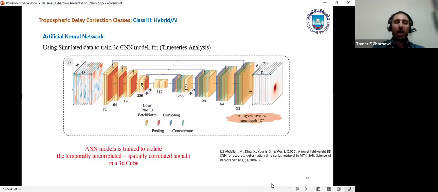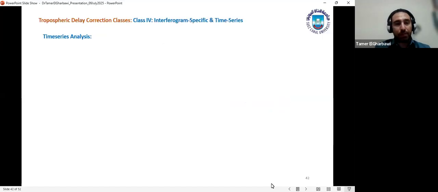So the thing is, why is it not very accurate, or why can we use this only with the utmost care? The thing is, this kind of model does not understand the atmospheric delay. It just tries to isolate or remove any signal that is spatially correlated and temporally uncorrelated. That's it. They don't understand the physics. It's just like a high-level filter, filtering this kind of signature.